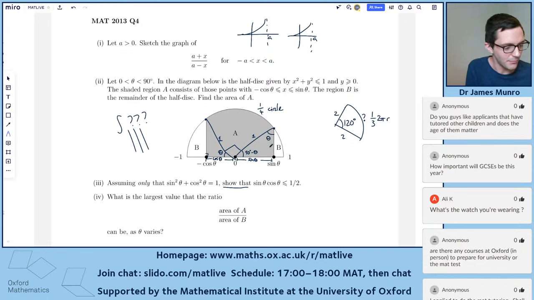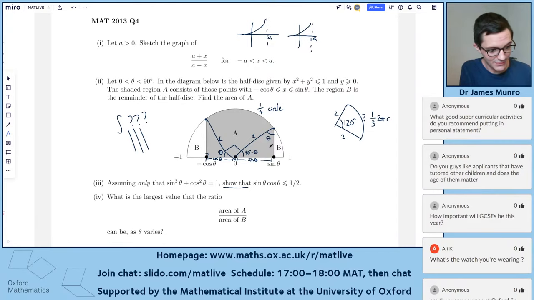I feel like I'm helping with a lot of personal statements today. Here's a personal statement question. Good supercurricular activities, just anything to do with thinking about mathematics or finding out more about mathematics, anything like that, I think.